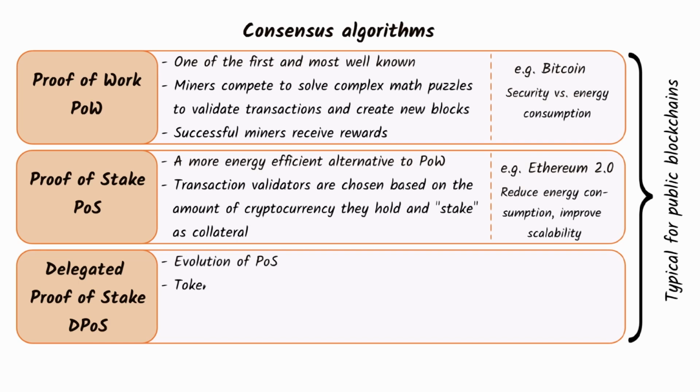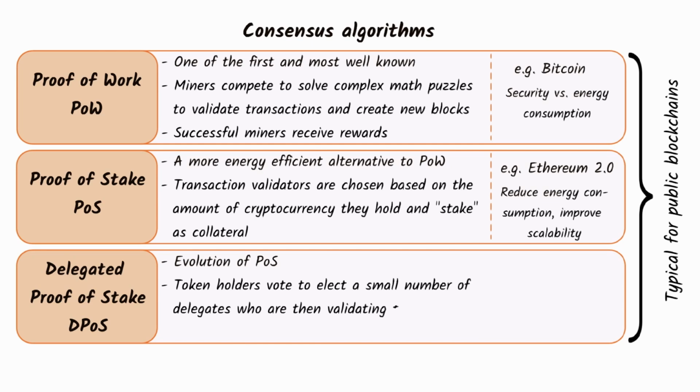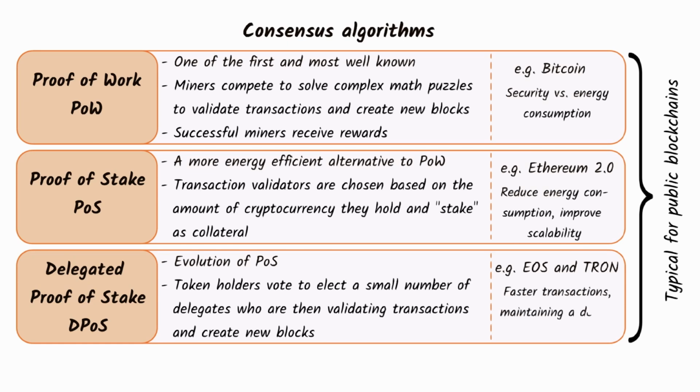In this system, token holders vote to elect a small number of delegates who are responsible for validating transactions and creating new blocks. This delegation process combines decentralization with efficiency, as a limited number of delegates can reach consensus more quickly. EOS and Tron use DPoS, allowing for faster transaction processing while maintaining a degree of decentralization.